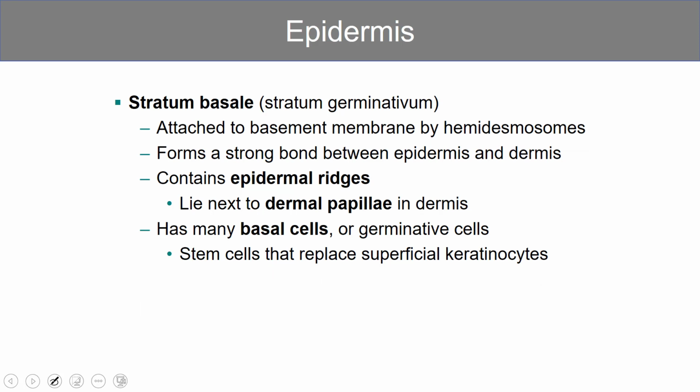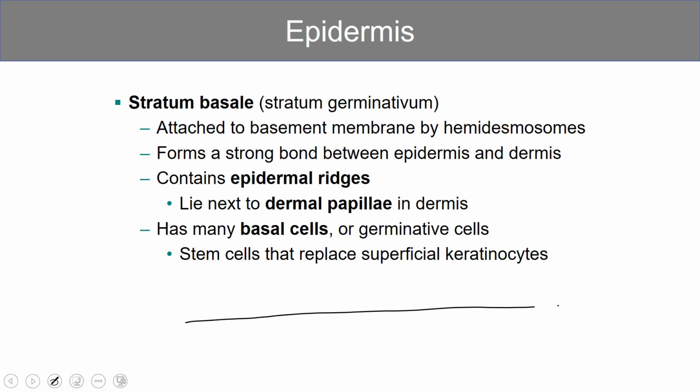The stratum basale, also known as the stratum germinativum, is the layer attached to the basement membrane. They form a strong bond between the epidermis and the dermis, and they contain epidermal ridges, and we'll see an image of this in a minute, next to the dermal papillae of the dermis. They have many basal cells, or germinative cells, that are actually stem cells. So they divide, and in doing so, they're going to replace the keratinocytes that are falling off of our body.